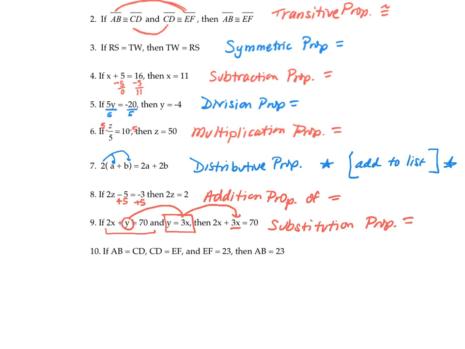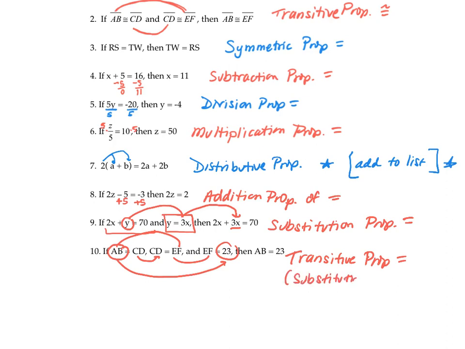And I want to take a look at number 10 as our last one here. It says if AB is equal to CD and CD is equal to EF, then AB is equal to EF. And EF is equal to 23. Then we can make this leap that AB, the very first thing mentioned, is equal to 23. Even though there are multiple steps here, it's still an example of the transitive property. Now, in this case, we could also write substitution because there are equal signs. If those had been congruent signs, we would have to stick with the transitive property.